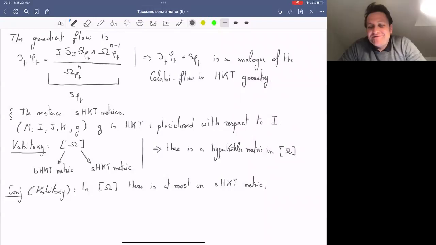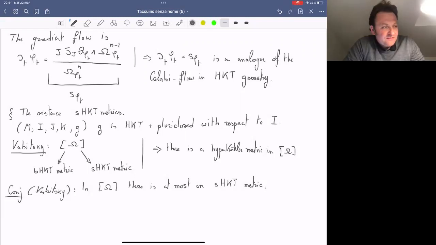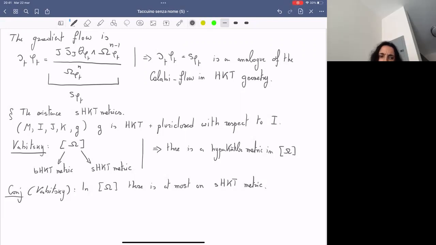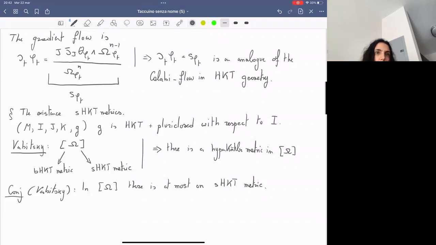Just a remark, I don't know if useful or not. In the case of strong HKT manifolds, there are not only the Joyce examples. With Laura Barberis, we found an 8-dimensional example which was strong HKT and was a semi-direct product of something like SU(2) with F4, and then you have an extra factor. So it's not of that type. I don't know what happened in that case.